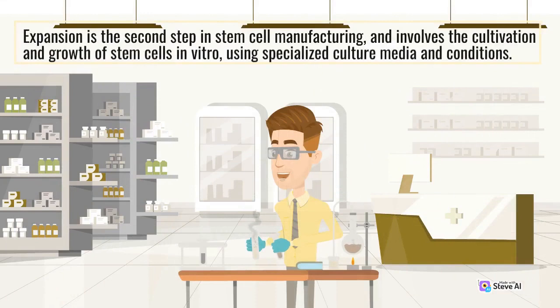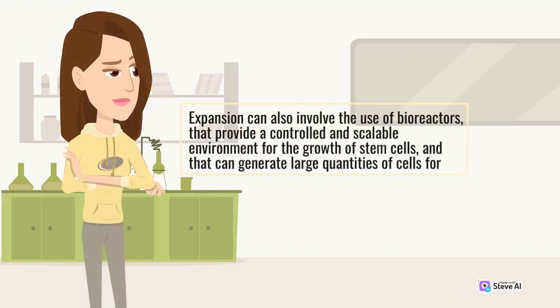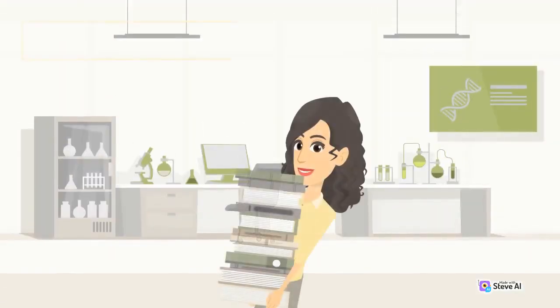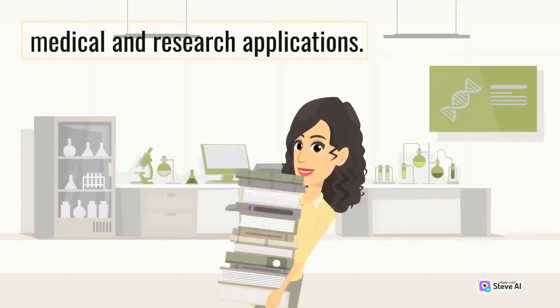Expansion is the second step in stem cell manufacturing and involves the cultivation and growth of stem cells in vitro, using specialized culture media and conditions. Expansion can also involve the use of bioreactors that provide a controlled and scalable environment for the growth of stem cells, and that can generate large quantities of cells for medical and research applications.